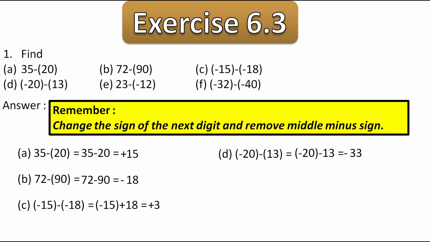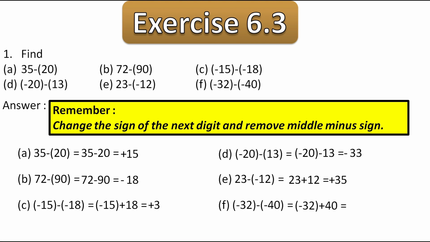Okay, now let's solve the next one. Here 23 has a plus sign but 12 has a minus sign, and before that again there is a minus sign, therefore the sign of this 12 changes. Then it becomes 23 plus 12, which is 35, and as both numbers have the same plus sign, the answer gets a plus sign. Next, F. Here minus 32 will remain as it is, but the sign of this 40 will change and it becomes plus 40. Now 40 minus 32 gives the answer 8, and 40 is the bigger number with a plus sign, so the answer gets a plus sign.